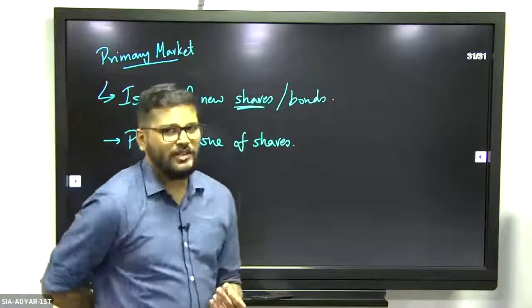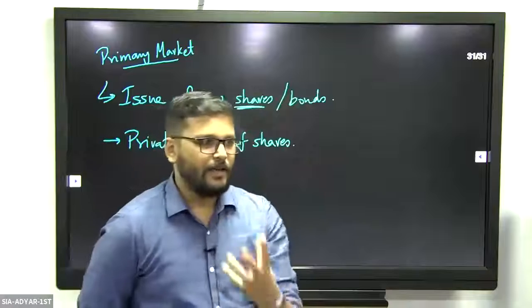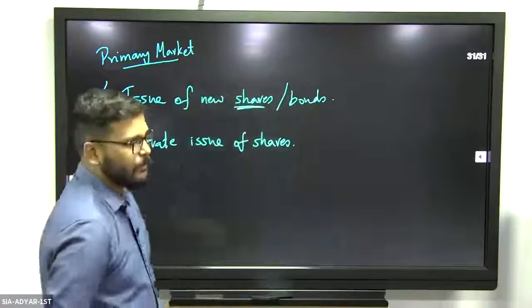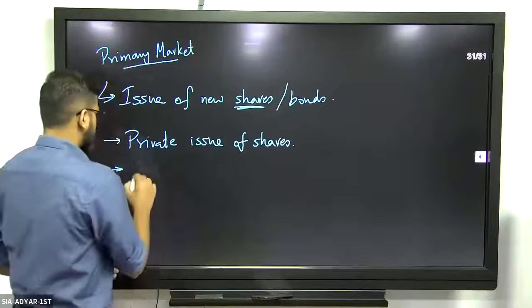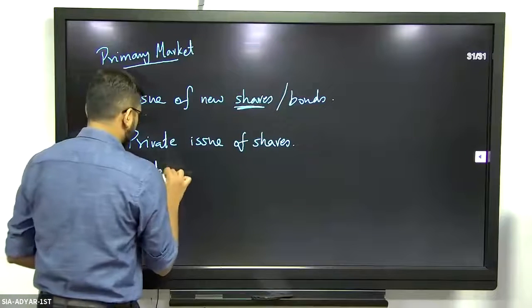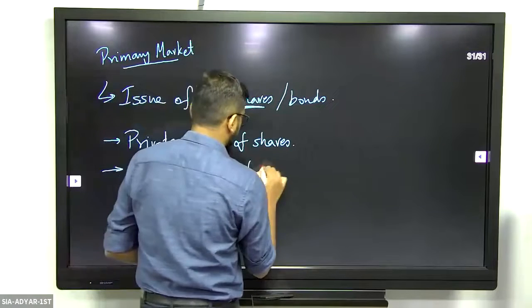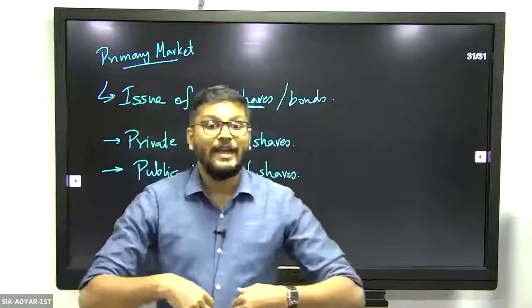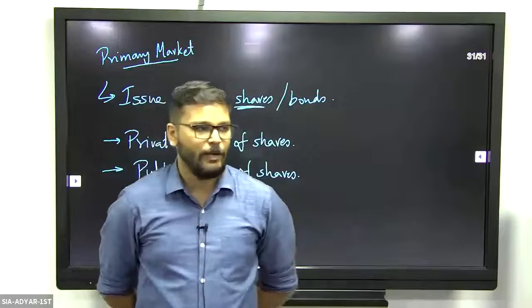Now, private issue of shares is not of much importance for us, because it is an internal factor: the company which is issuing the share is doing it among people that they know. There is also another thing called public issue. Public issue is where the company makes it available for anyone. Anyone who is interested in buying a share can come and buy the share.